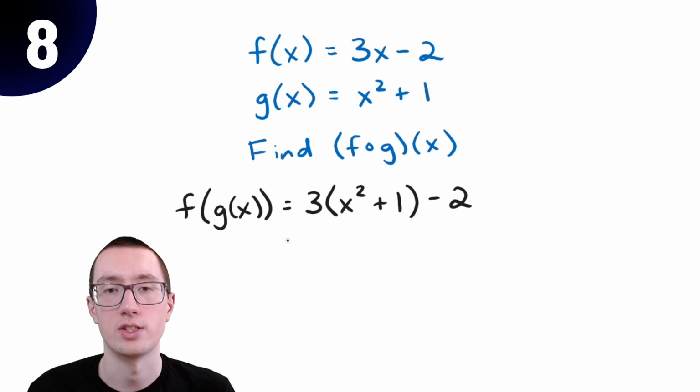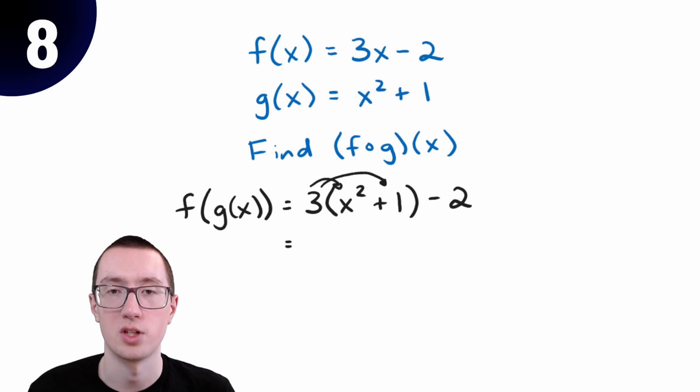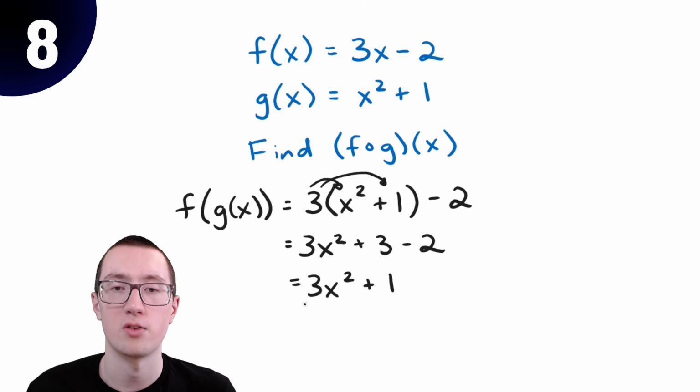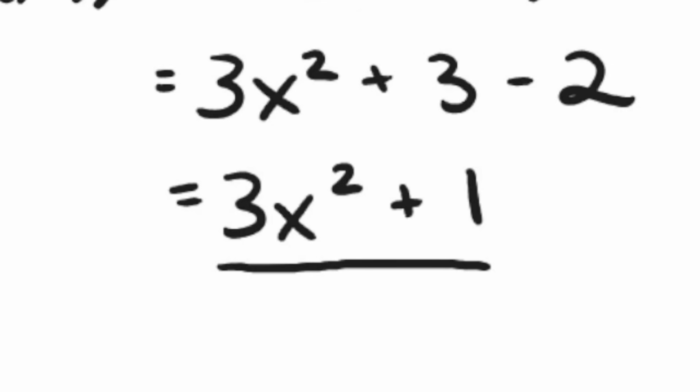And now we just need to simplify this down. So we can use our favorite pattern in algebra, the distributive property. So this 3 needs to be multiplied to both parts of the parentheses. So 3 times x squared, you can't multiply a number and a letter, so it's just going to stay as 3x squared. And then 3 times 1 is 3. And then this minus 2 is still hanging out here, so that's going to stay the same. And now we can simplify this even further. We have a 3 and a minus 2. Those are both just numbers, so we can combine those. So 3 minus 2 is 1. And there's nothing else we can simplify, so there we go. We've already found f composite g of x. It's 3x squared plus 1.